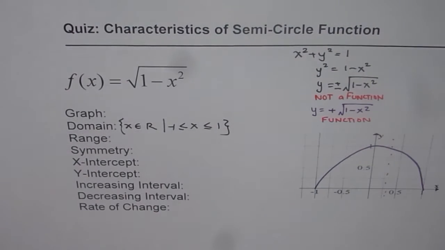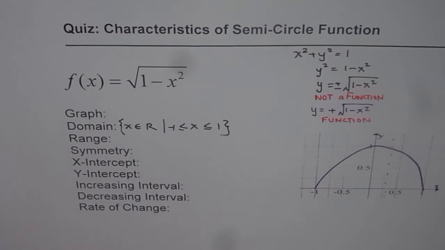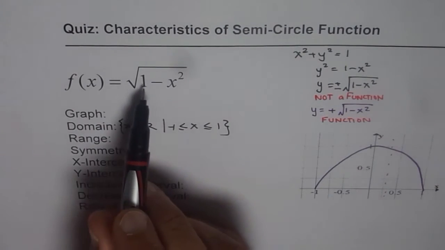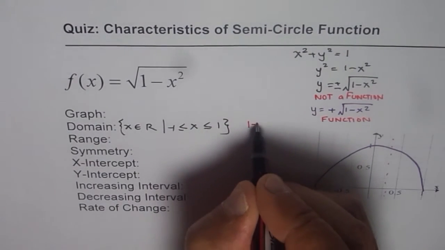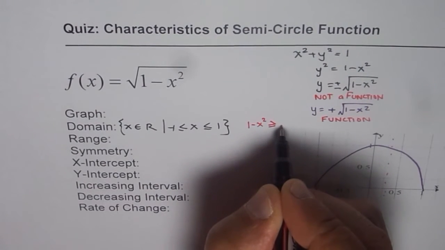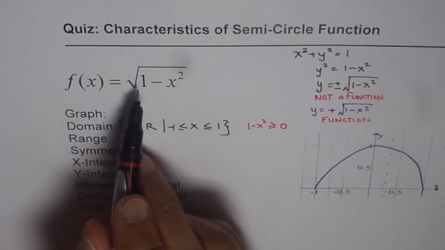Now from the equation, how do you get the domain? That is also a very important question to be answered. So I'll leave that part for you. But remember one thing, to answer this question from the equation, how do you get the domain? What you have to do is, you have to say that, in that case, 1 minus x squared should be greater than or equal to 0, right? Because within a square root, we cannot have a negative.